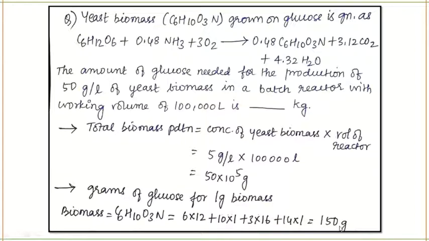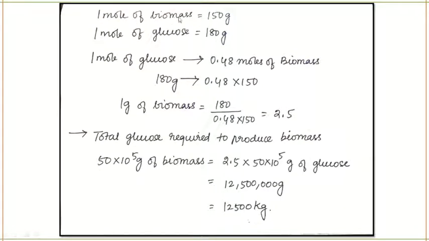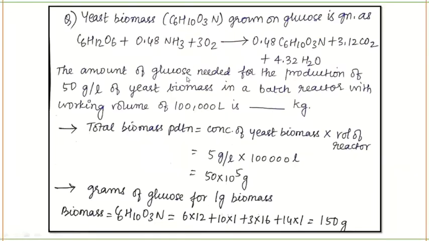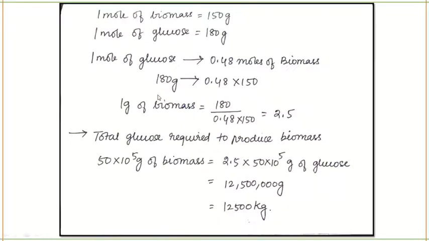1 mole of biomass is 150 grams. That is what they have given. So 1 mole of glucose is 180 grams. You can calculate the same from the formula C6H12O6; if you calculate, you will get 1 mole of glucose is 180 grams.